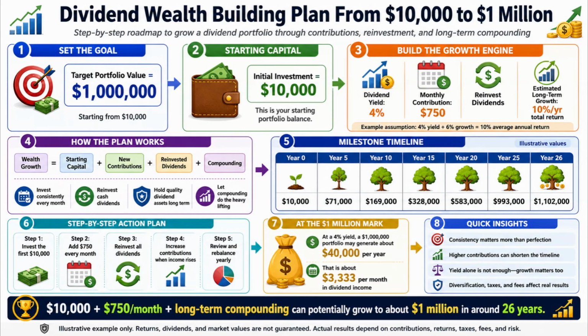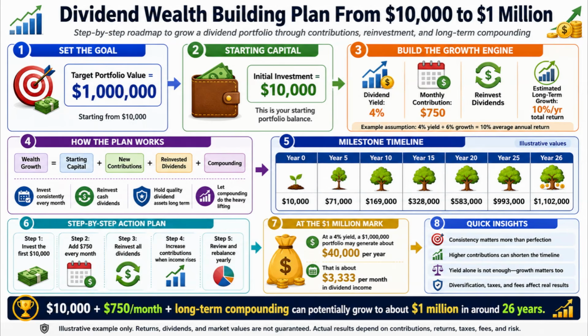Once the portfolio reaches $1 million, a 4% dividend yield may generate about $40,000 per year. That is about $3,333 per month in dividend income. However, it is important to remember that consistency matters more than perfection. Higher contributions can shorten the timeline, but yield alone is not enough because growth also matters.